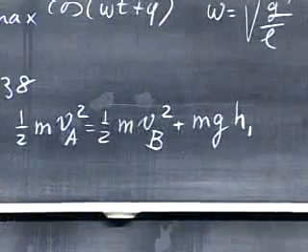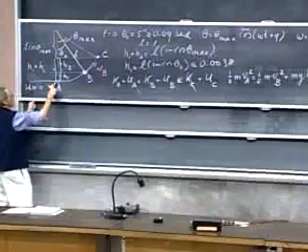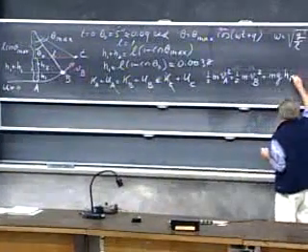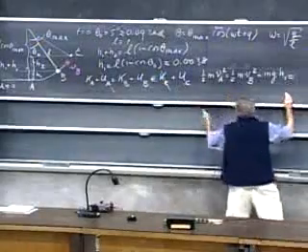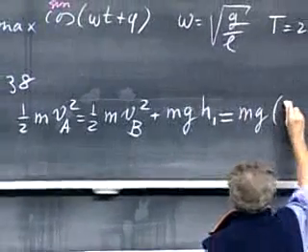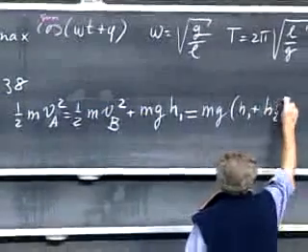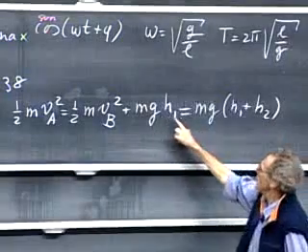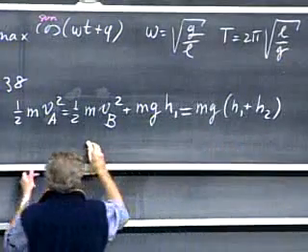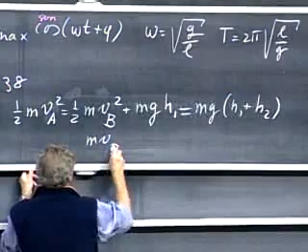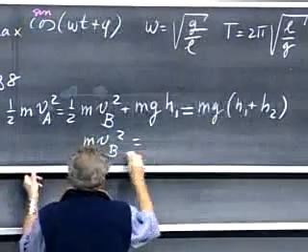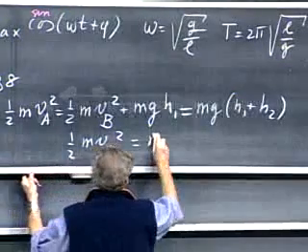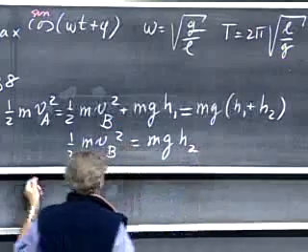That is the potential energy at point B. It's higher than point A by the vertical separation h1. And that equals the potential energy at point C, which is mg times (h1 plus h2). If you compare this part of the equation, you see that you lose mgh1, and so you'll find that 1/2 m vB squared, carrying the 1/2 for now, equals mg times h2.